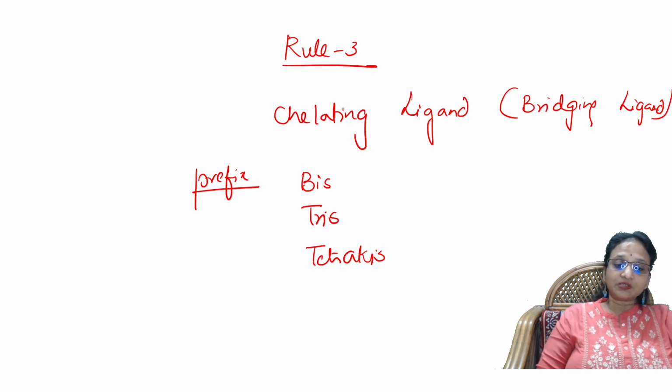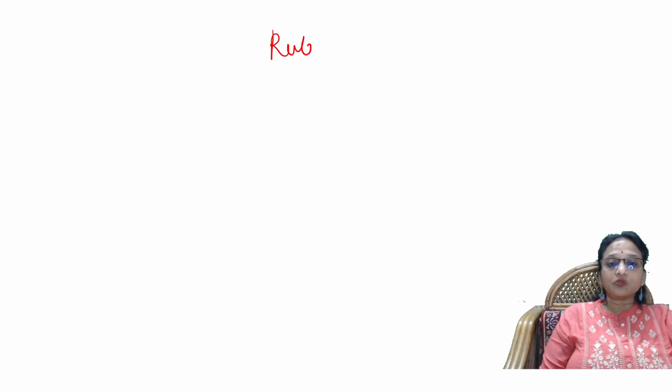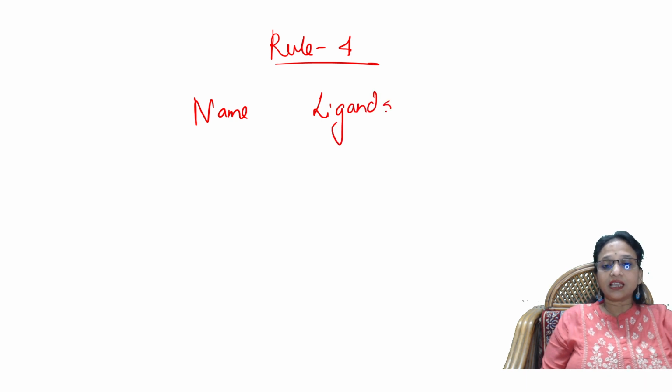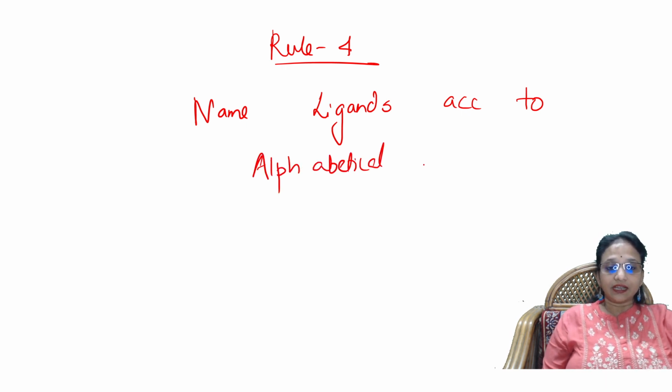Okay. Now next important thing, let us take one more rule. Important rule number 4 is whenever ligands are there, please name ligands according to alphabetical order. So let us write the rule. Name ligands according to alphabetical order. Okay, right order.